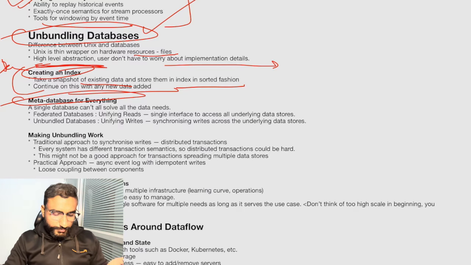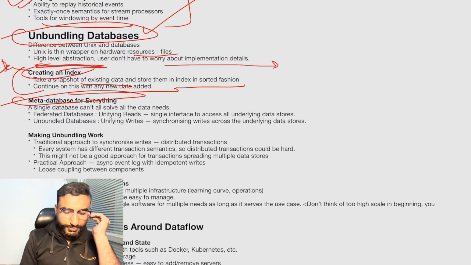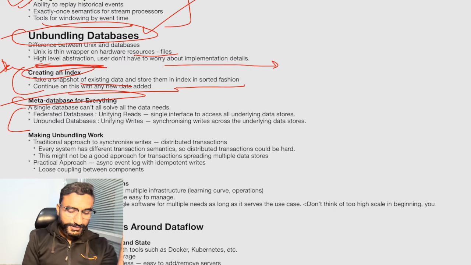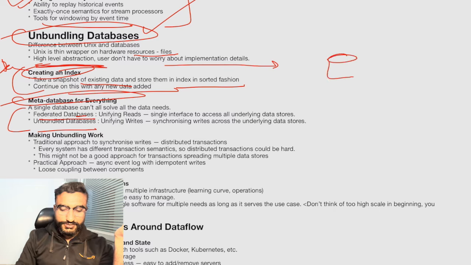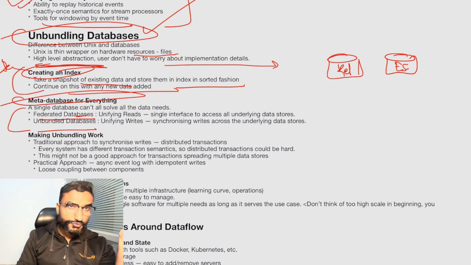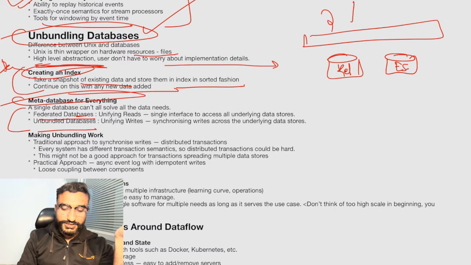Okay, so let's say you want to unify the reads. There are two approaches here. First is federated databases, second is unbundled database. In case of federated database, what we're trying to do is, let's say you have multiple databases. You have a relational database, and then you have a search index. You want to unify the read, so you have a single interface through which the user interacts, and it could be much similar to GraphQL.